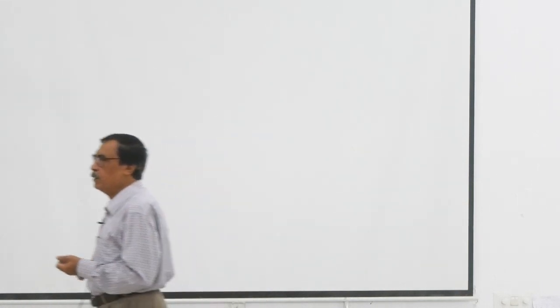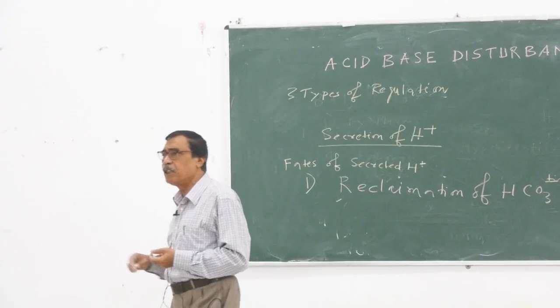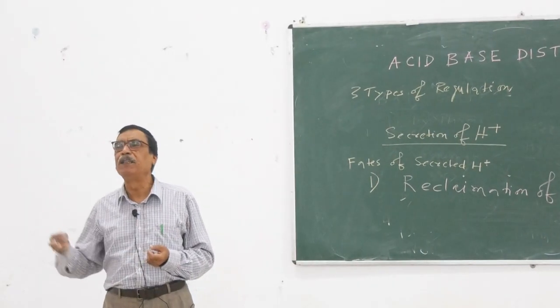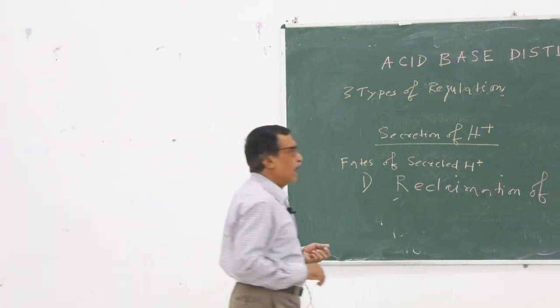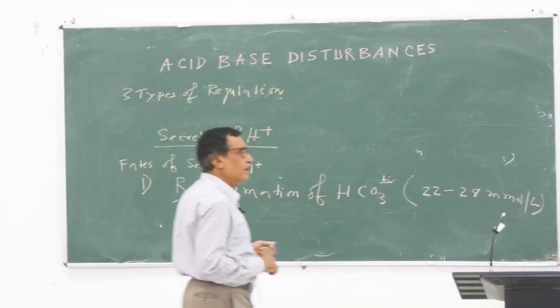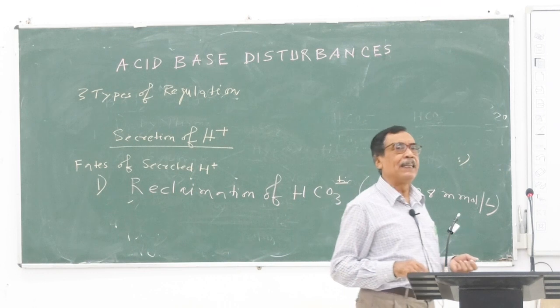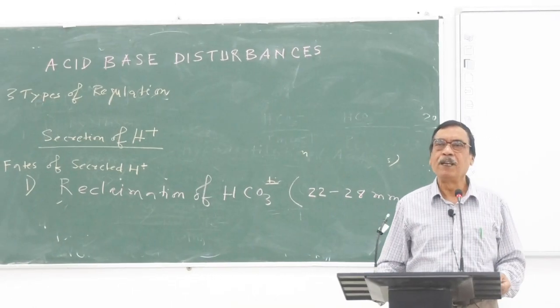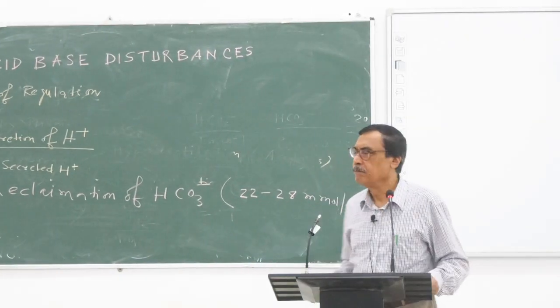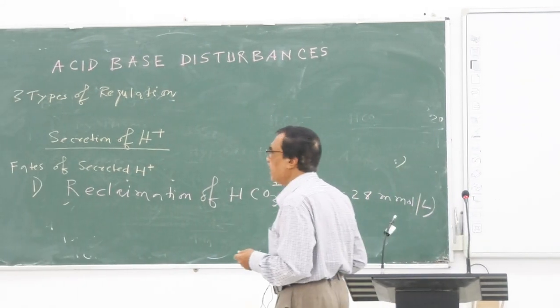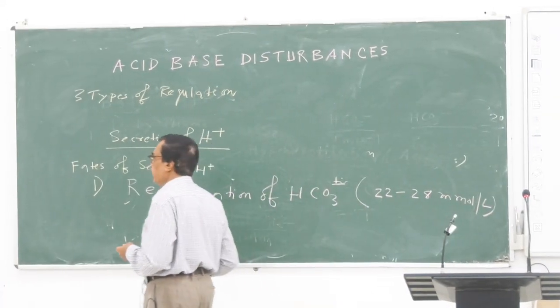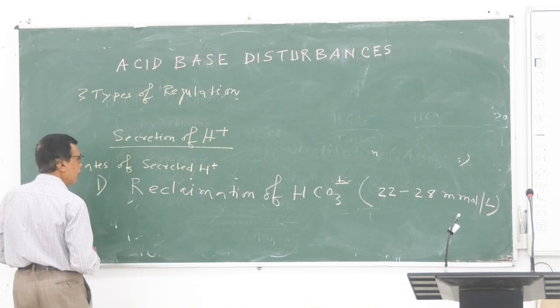I am not repeating. The major fate of the secreted hydrogen ion is the reclamation of the bicarbonate ion, that is recovery of the bicarbonate ion, which is being lost in the urine. Unless there is reclamation, bicarbonate will be lost, alkali reserve will be lost, there will be severe acidosis. The kidney helps to maintain pH by the reclamation of the hydrogen ion.